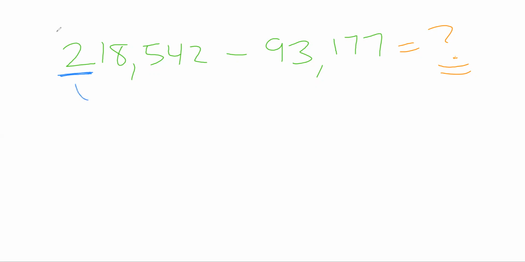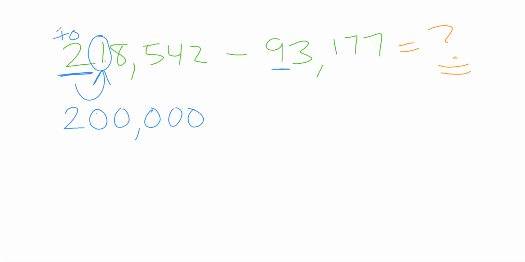So find my place, look next door, 4 or less, I'll let this rest. So 2 plus 0 is going to get me 2. I circled this because it turns into a 0, and so does everything else after it. So 218,542, I'm going to round to 200,000. Cool. Let's do that over here with this next one. Find my place, look next door, 4 or less, I'm letting it rest. So 0 plus 9 is 0.